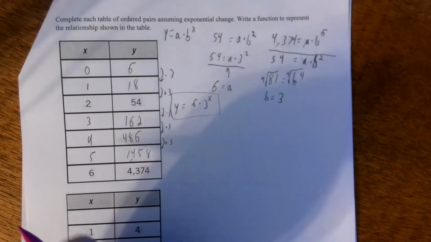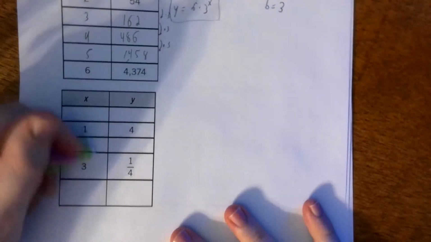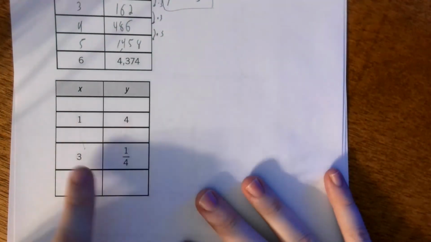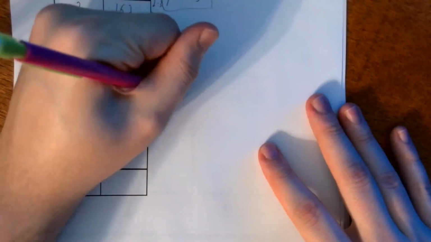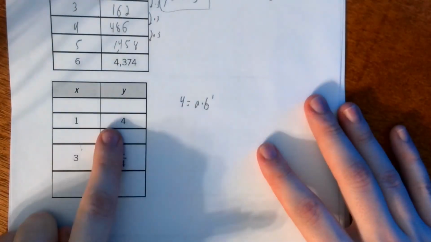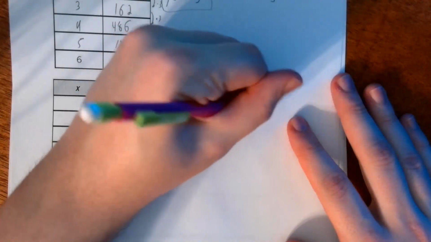All right. Let's look at this last example here. So this last example, I'm going to do the same thing I did up here. I'm going to substitute x and y in here and substitute x and y in here. So the two equations I should get is 4 equals a times b to the first power. So I'm just substituting x and y in. I'm going to do the same thing for this one. So I have 1/4 equals a times b to the third power.